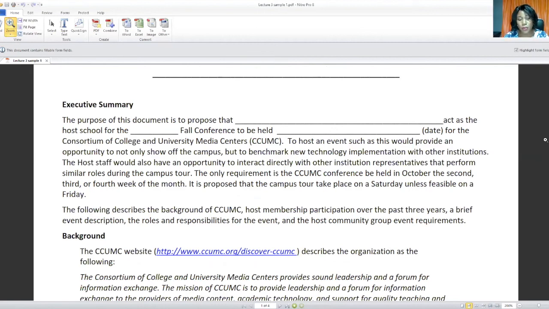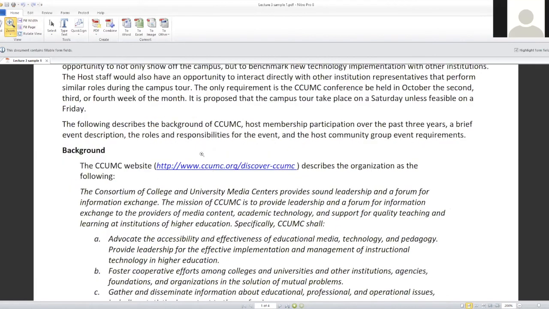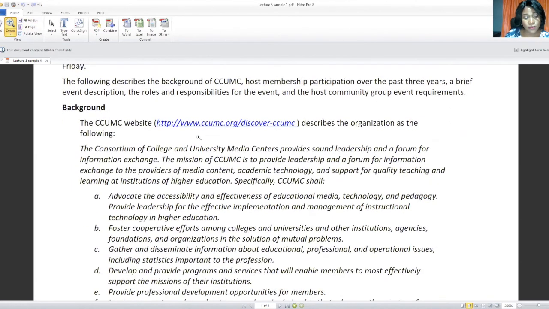That's one of the purposes, but there's another purpose. It's two-pronged. One is to show off the campus and the other one is to do it. The whole staff will have an opportunity to interact directly with other institution representatives. Good. So that's another purpose. Awesome. So you can see that this is the executive summary in general of what the entire document is about. So as you go down further, they break the whole thing down into the different sections of the creative and design process that we talked about.